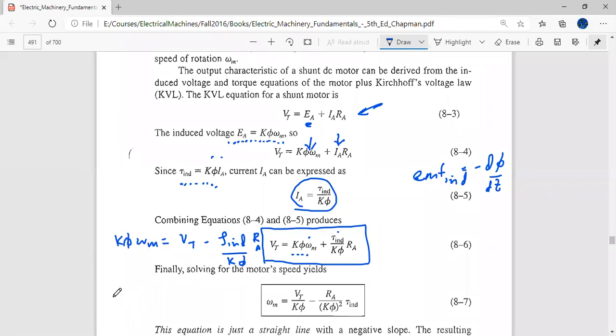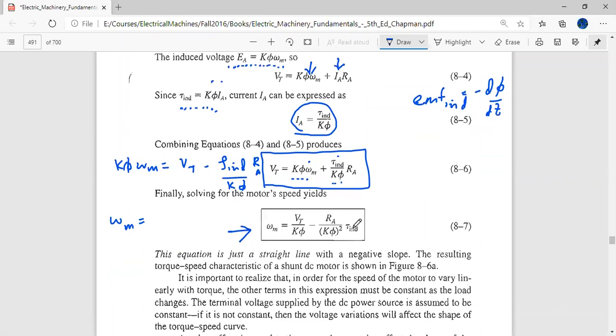Okay, then we make omega m the subject of the equation. So we divide both of these terms by K phi, and we land with this expression: omega m equals Vt divided by K phi, minus torque induced times Ra divided by K phi whole squared. Because we already had a K phi here, and when we divide by another K phi, it comes with a square. So this is the speed-torque characteristic of a DC machine, which shows how the speed varies with variations in the torque.